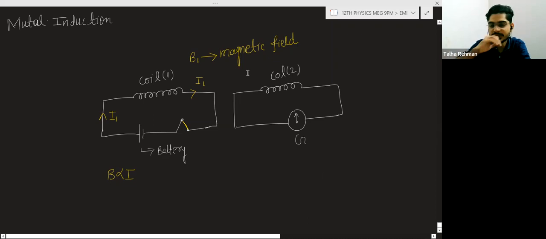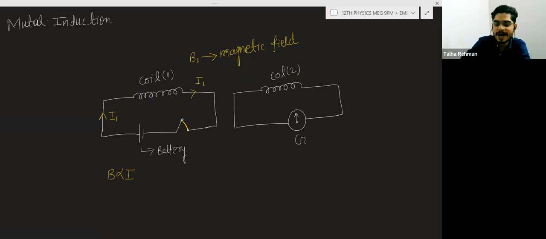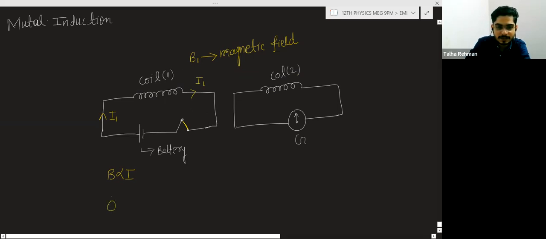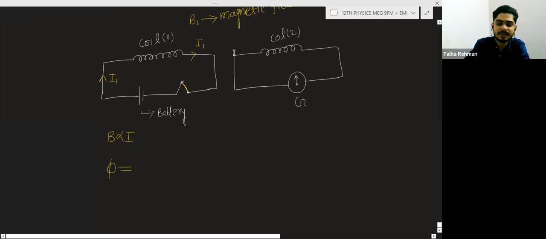So you can say that there is a term, magnetic flux. Magnetic flux means the number of magnetic field lines crossing the unit area. So here will be the magnetic flux due to coil 1, and coil 2 will be linked to the magnetic flux produced by coil 1. As the current increases, the magnetic field will increase. Phi is the magnetic flux. I am writing the formula of magnetic flux.